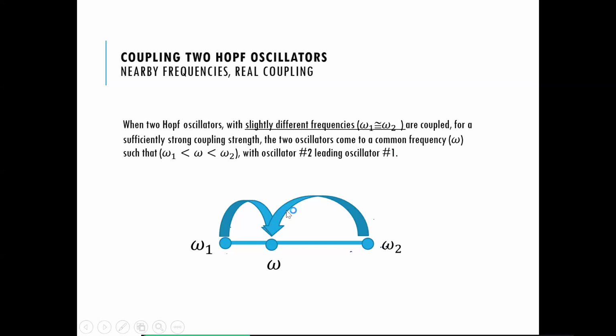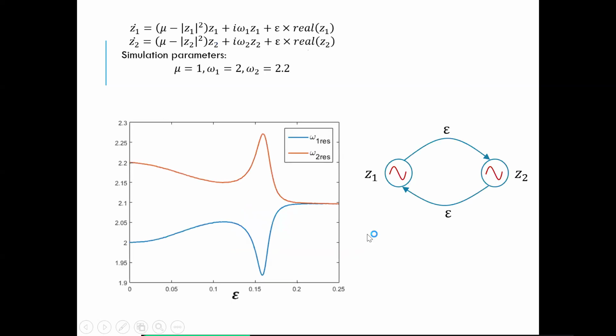So let us start relaxing that condition a little bit. Let us assume omega 1 and omega 2 are not the same, but close. The difference is not too much. Let's take omega 1 equal to 2, omega 2 equal to 2.2, close. Then you couple them with a real, positive coupling epsilon. If epsilon is 0, then the two oscillators are not coupled, and they will go at their own frequencies, 2.2 and 2, as you can see in this plot. In this plot, the x-axis is epsilon, the y-axis is the independent frequencies of the oscillators. If epsilon is 0, they keep firing at their own frequency.